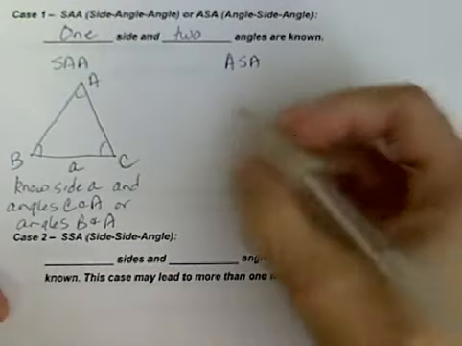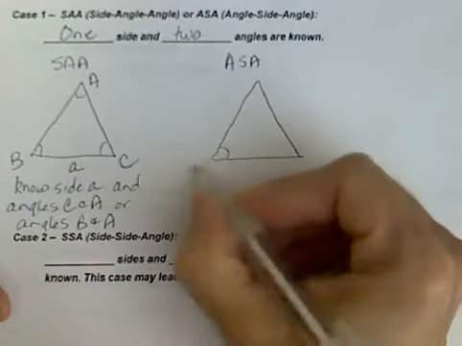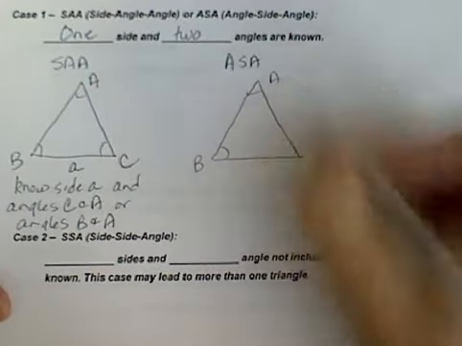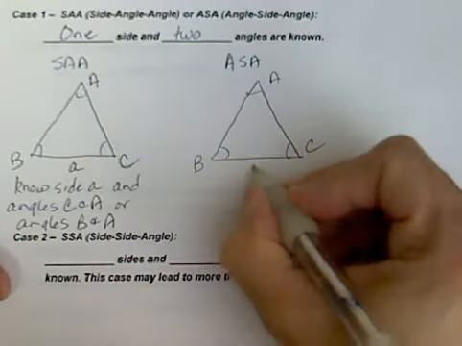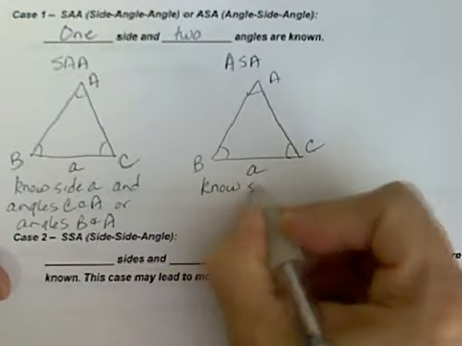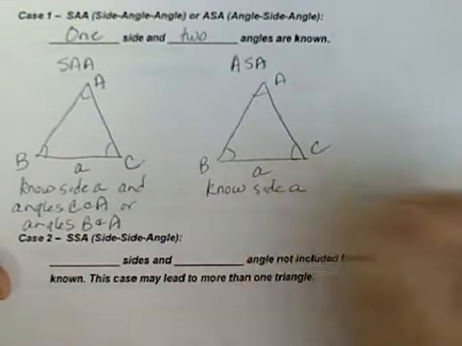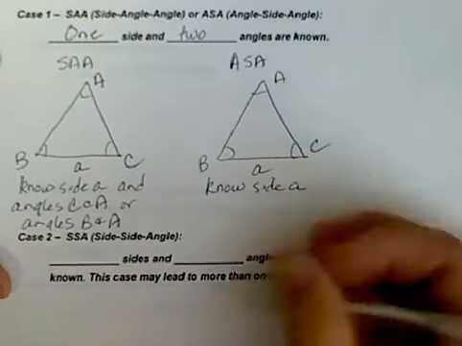The angle side angle case would be where we do know the side that's between two angles. So for instance here, if we know side A, to make it angle side angle, that means that we would know angles B and C.